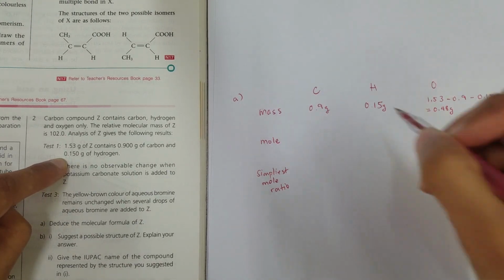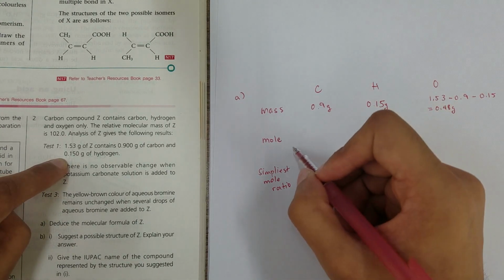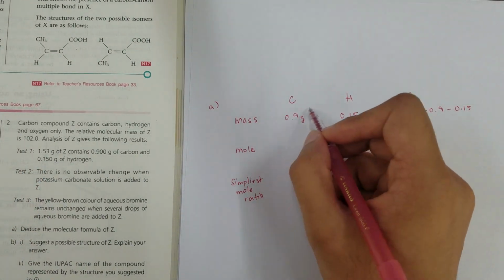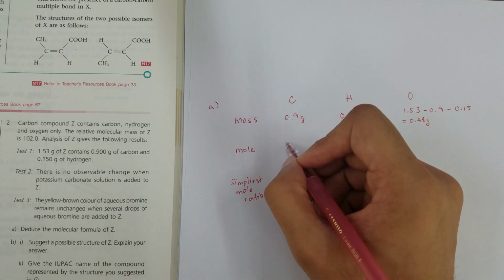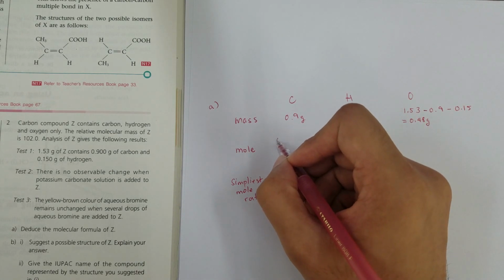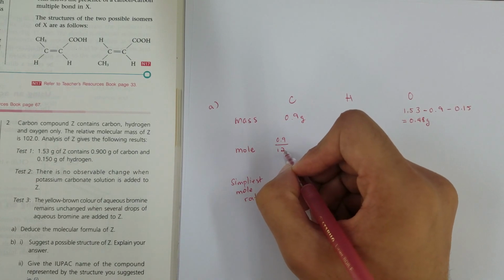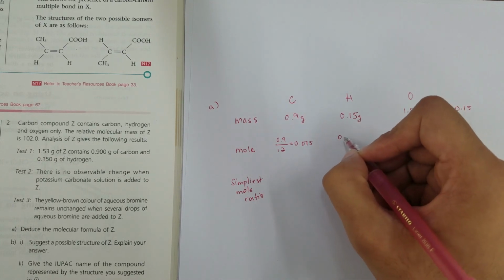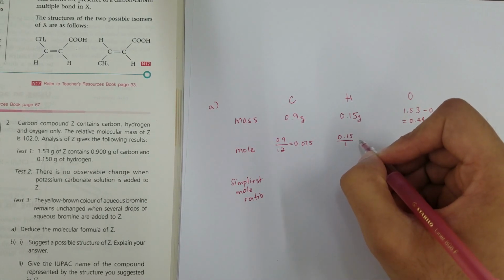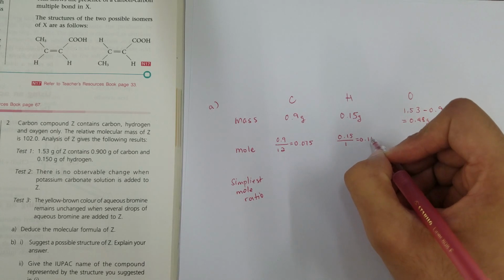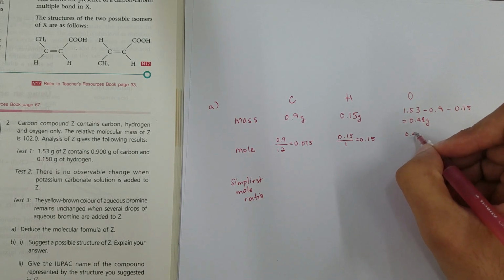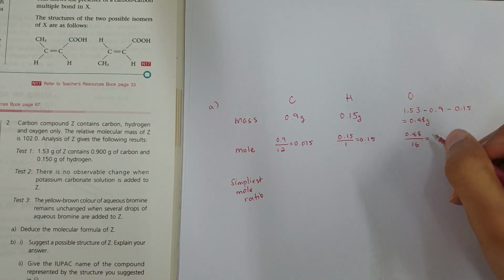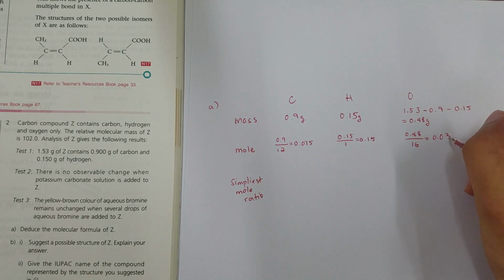So now we're done with grams, which means the mass. Now we find the mole. So in order to find the mole, we need mass over molar mass. Mass is given. Molar mass of carbon is 12. So mass over molar mass will be 0.9 over 12. And then we will have 0.075. For hydrogen, 0.15 over 1. And then we will have 0.15. For oxygen will be 0.48 divided by 16. Mass over molar mass, we will have 0.03.